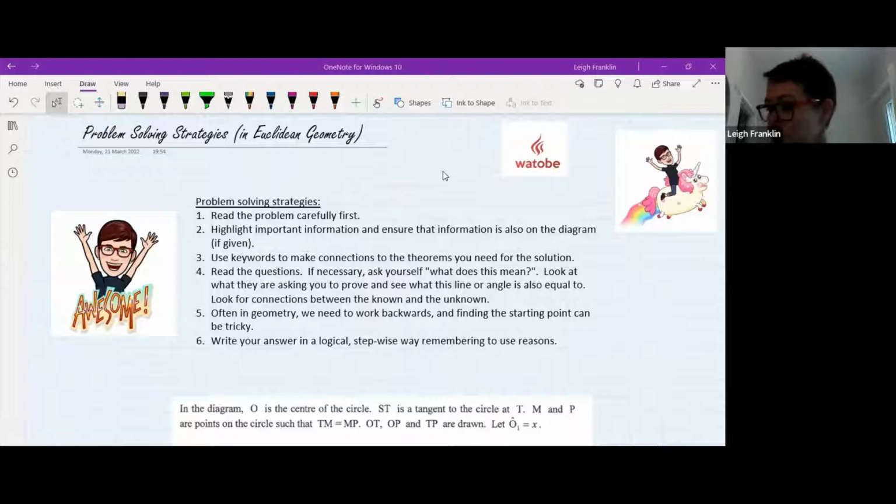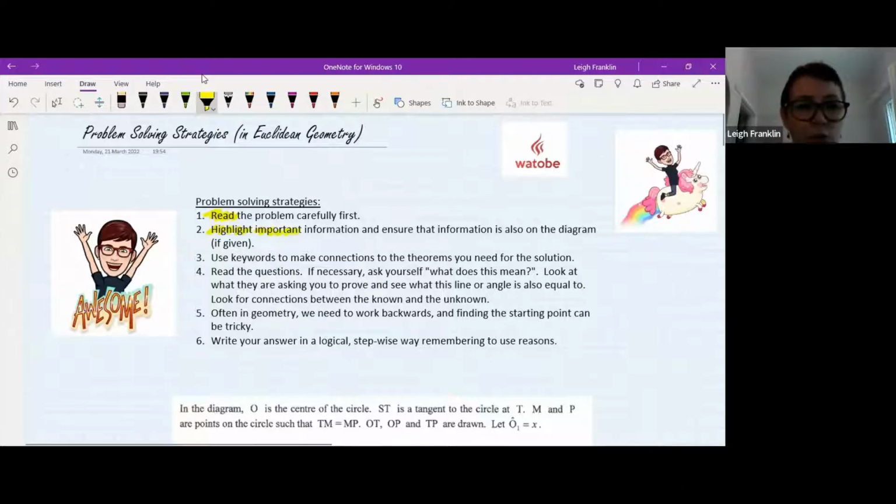All right, so the first thing that I wanted to highlight to you was how important it is to read the problem first. You've got to read the information that has been given to you. Remember to highlight things that are important, keywords. And if there's any information that has been given to you in the paragraph above the question and is not on the diagram, make sure that you write it onto the diagram before you start proceeding.